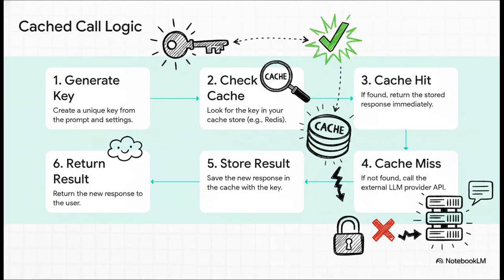And the logic for how this all works? It's actually super simple when you break it down. Step 1, you generate that unique smart key we just talked about. Step 2, you check if that key is in your cache. If it is, boom, that's a cache hit. You just return the answer you already have, instantly. Job done. And if it's not there, well, that's a cache miss. You go make the real API call, but, and this is the important part, before you send the answer back to the user, you store it in the cache. That way, it's ready and waiting for the next time.